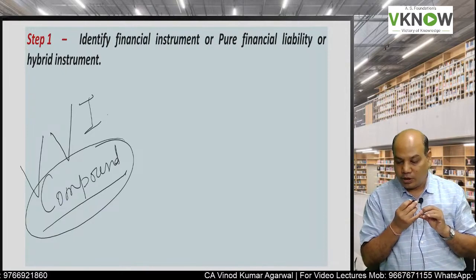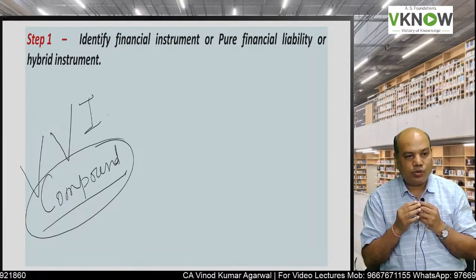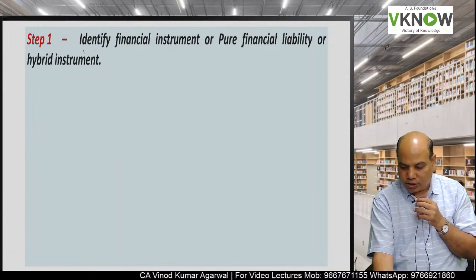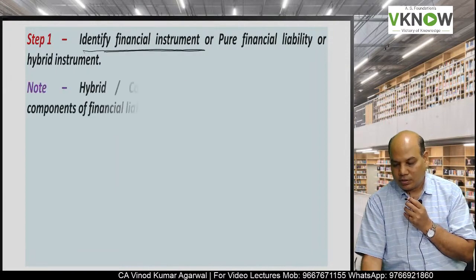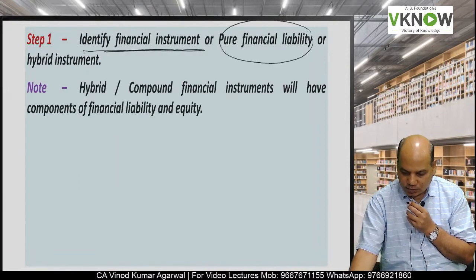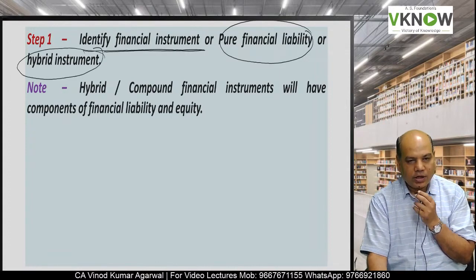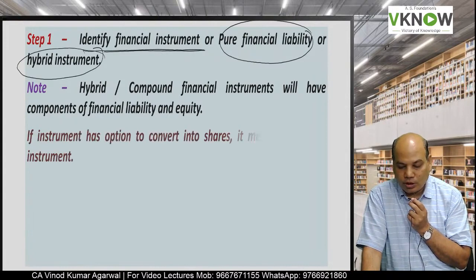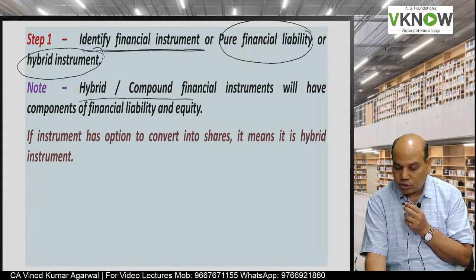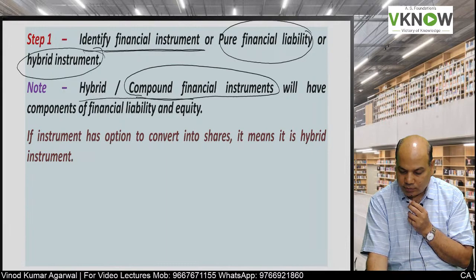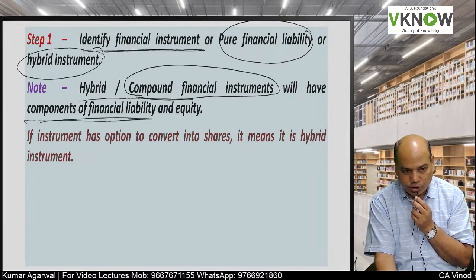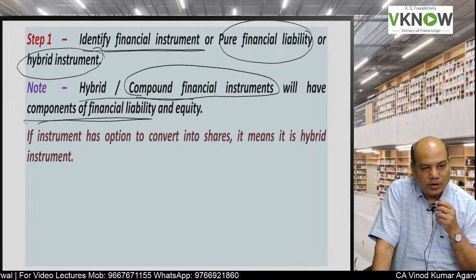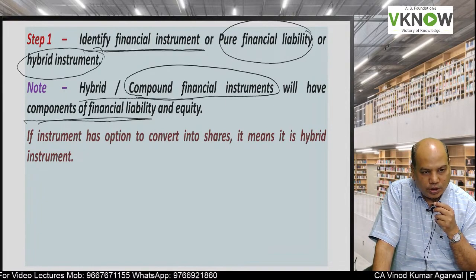So, accounting treatment of financial liability under the amortized cost method. When we are given a question, we need to check in step 1 whether it is a pure financial liability or a hybrid instrument. Now, how do we know whether it is a hybrid instrument? A hybrid instrument is also called a compound financial instrument, and it will have two components. Component number 1 is financial liability, and the second component is equity.